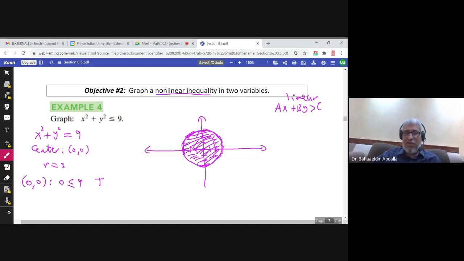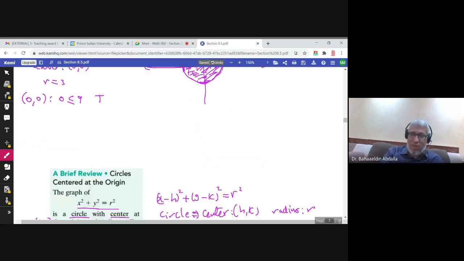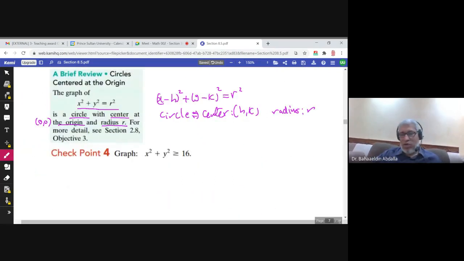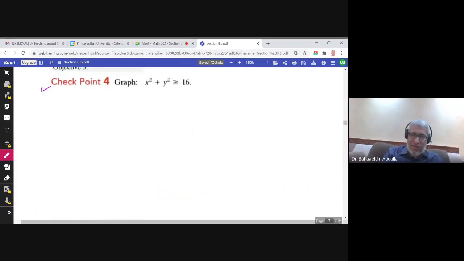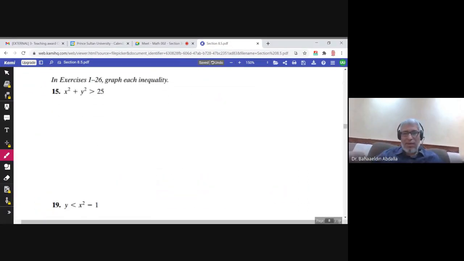So this is the graph of this inequality: inside the circle with the circle itself, the graph of x squared plus y squared less than or equal to 9. What do you think if we ask greater than? Do it at home. You will have the region outside the circle, but notice the border of the circle itself is dashed, not included in the solution.